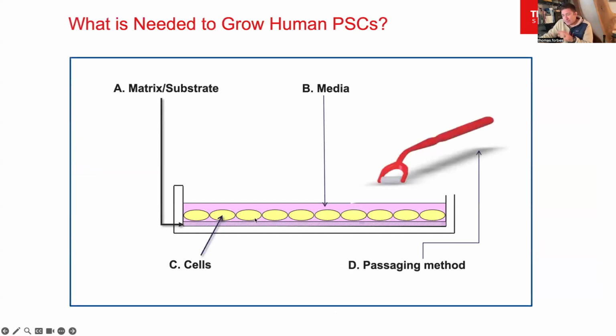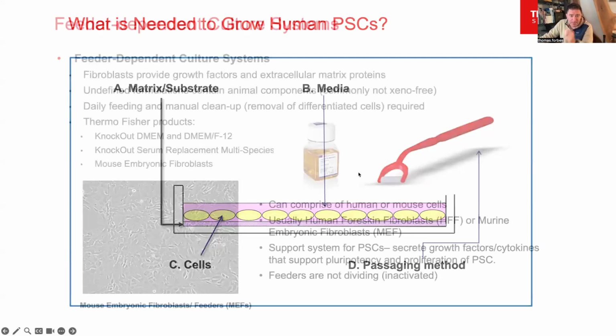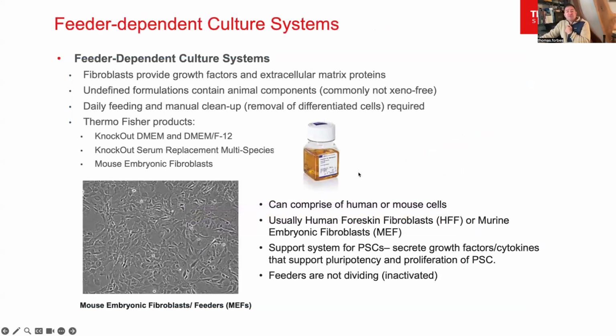So now that we have a couple of different terms under our belt, I did want to talk again about a couple of essential components that we need to grow PSCs. I've listed some of these on the slide here, but keep in mind that successful culturing of PSCs requires an optimal combination of these different elements, things like media, matrices, and passaging that are all really in sync with one another, systems that work well with each other, to help best support your cell health and your pluripotency.